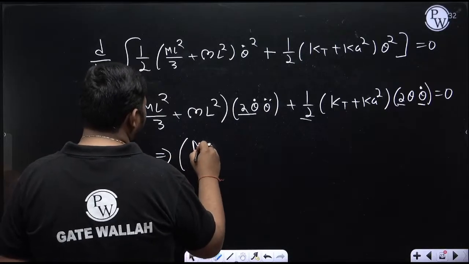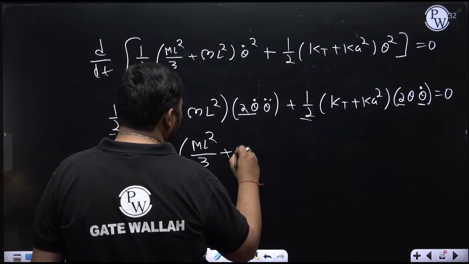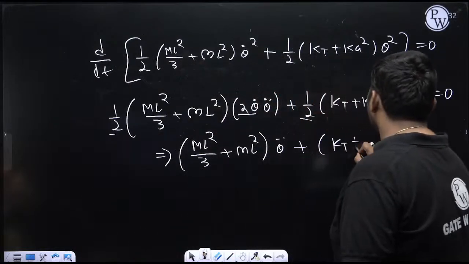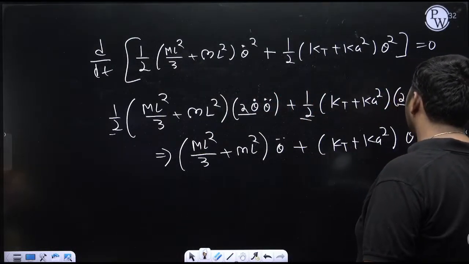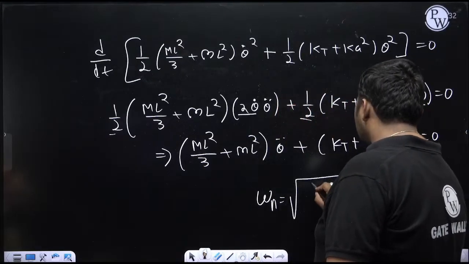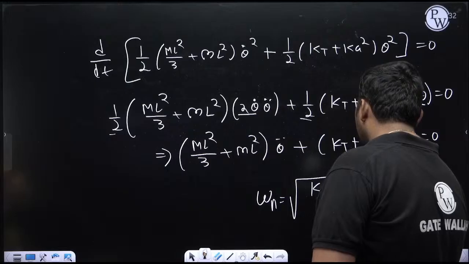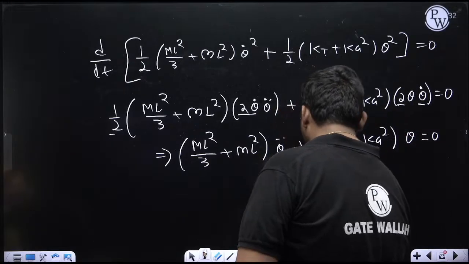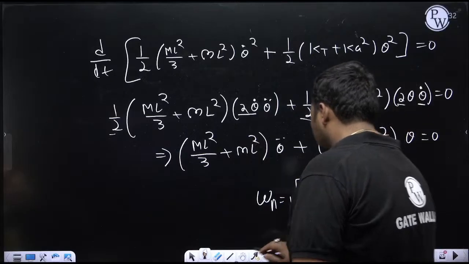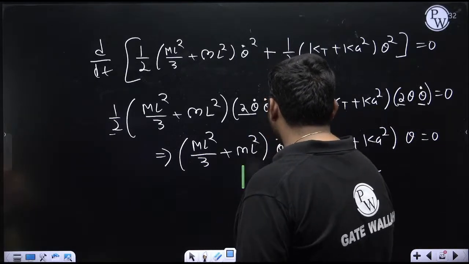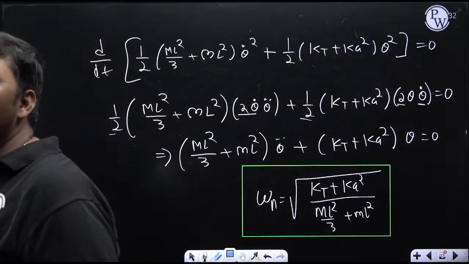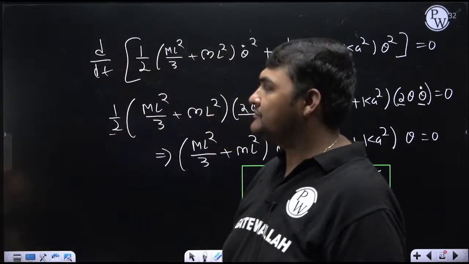So apart from the common part, here we have capital ml square by 3 plus small ml square times theta double dot, plus kt plus k square theta, equal to 0. It is in general form. Now the coefficient of theta is k, which is kt plus k square, upon the coefficient of theta double dot, which is capital ml square by 3 plus small. So this is the natural frequency of the system in radian per second. We got the same answer by the equilibrium method also.